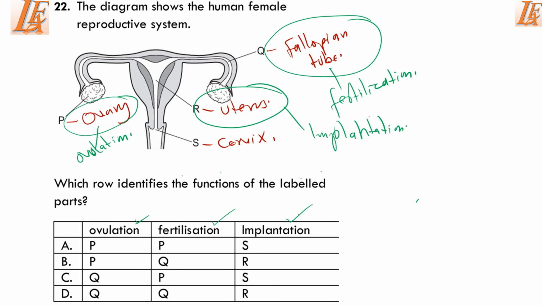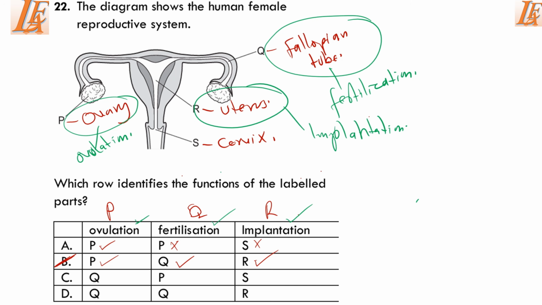Now, in this case, we have to identify each of these parts and where these functions take place. So for ovulation, it should take place at P. Then for fertilization, it should take place at Q. And then for implantation, it should take place at the part labeled R. So in this case, for A, that is P, correct. P again, wrong. Then S, wrong. Then for B, P, correct. Q, correct. R, correct. So the correct answer here is B.